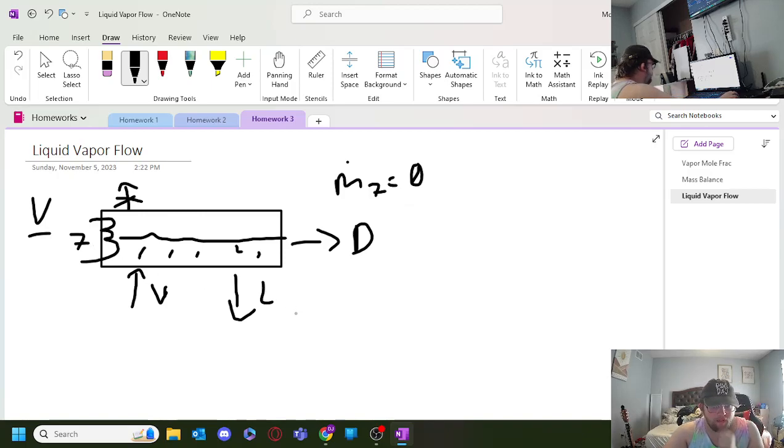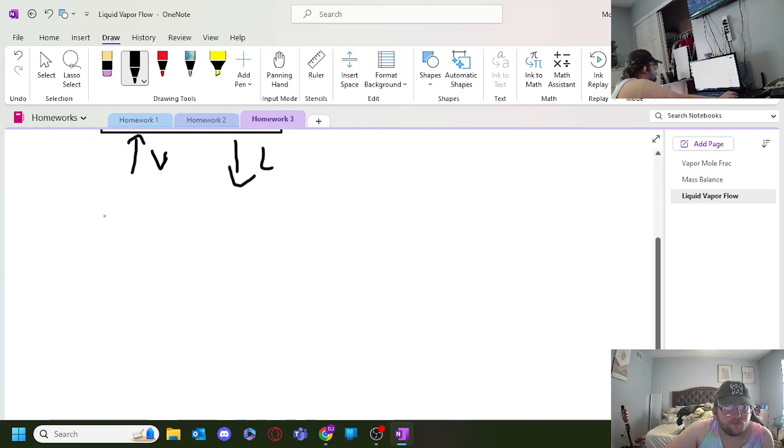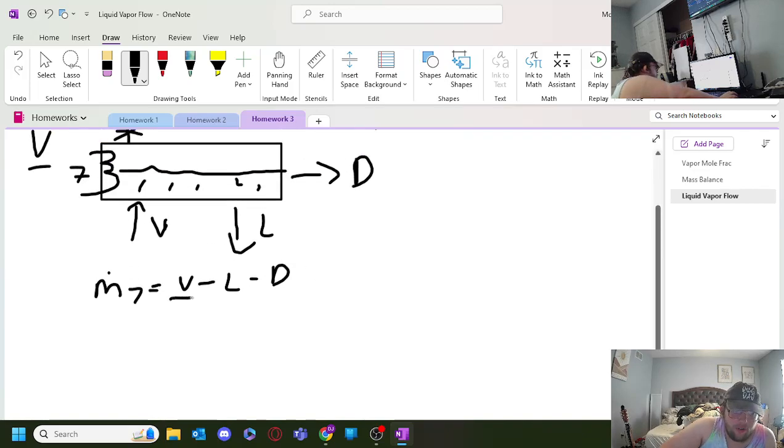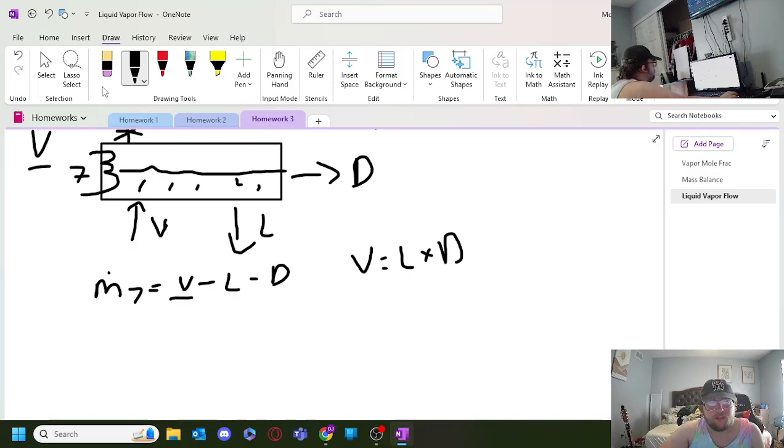So to do that, we set up our mass balance equation again. We have M7 equals V minus L minus D. So that means our V here has to be equal to L plus D. And then what we're going to call this vapor flow is we're going to call this V rectify, because it's above the feed stage.